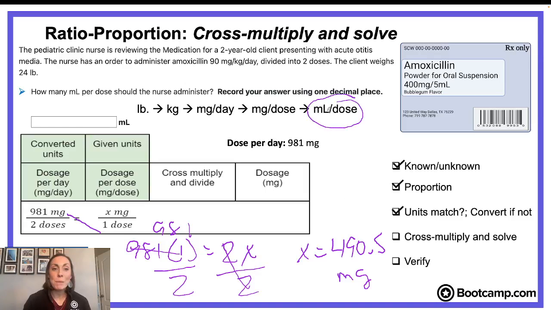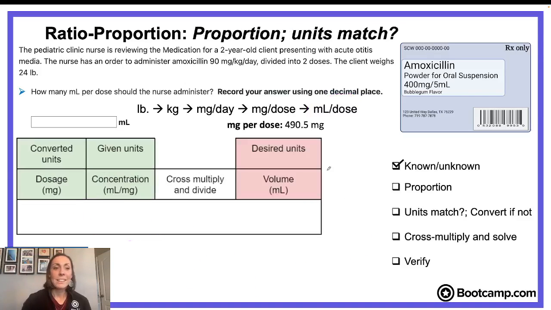Because we're trying to get to our milliliters per dose. So we're going to take that 490.5 milligrams and figure out how many milliliters. So how are we going to set this up? We take our 490.5 milligrams, and what are we going to put that over? X mLs, right? Because we want to learn the relationship between 490.5 milligrams to how many mLs.